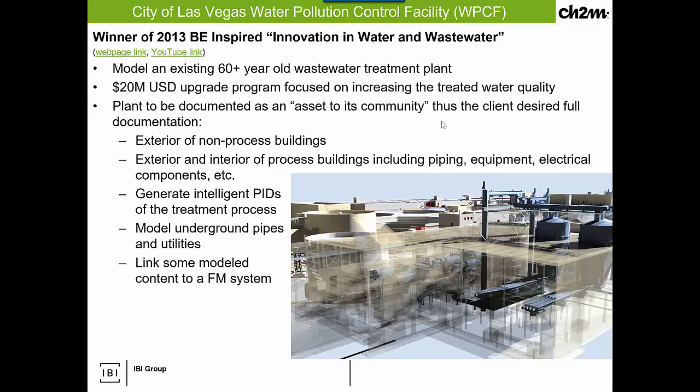The initial thing we did was understand that the concept was to document the entire plant as an asset for the community, and therefore they wanted to BIM all the existing non-process buildings, existing interiors of process, and generate intelligent P&IDs, or piping and instrumentation diagrams, of the entire treatment. So remember, this is an industrial plant. The root reason for plants is what's happening inside, not the buildings, not the roadways or the transit ways, but the movement of the process.